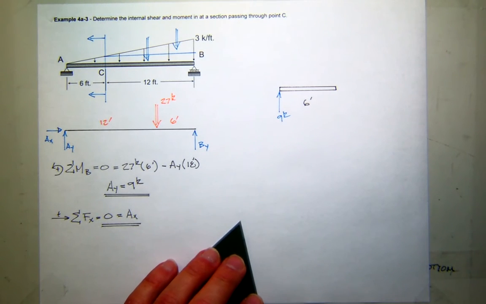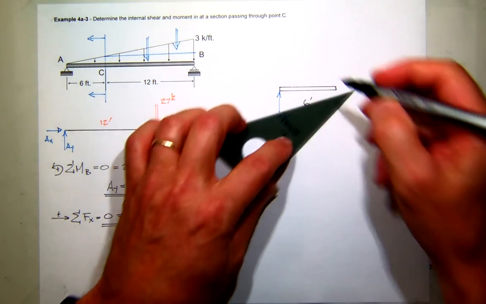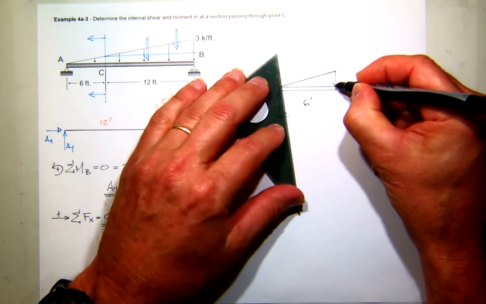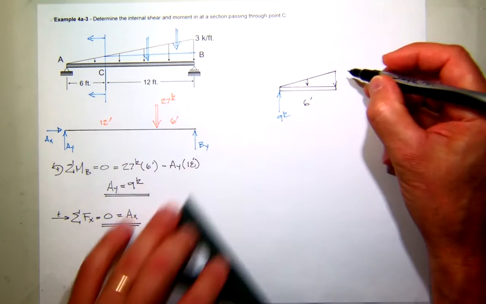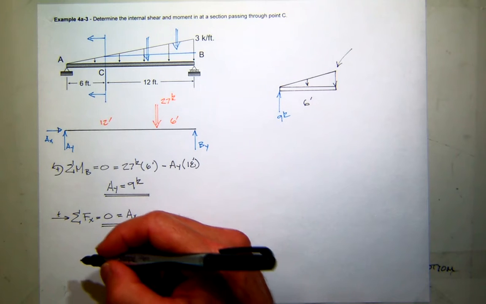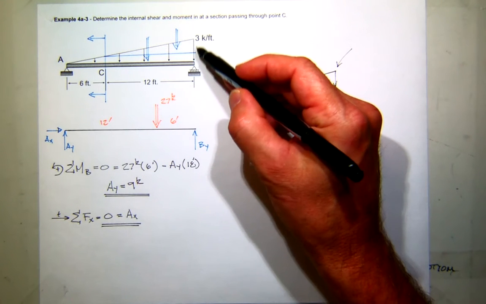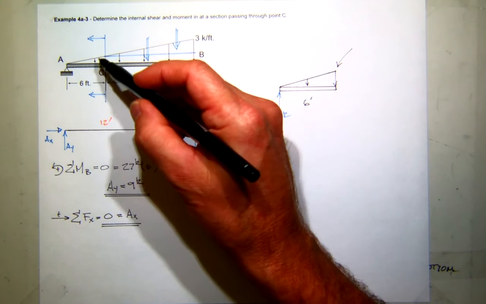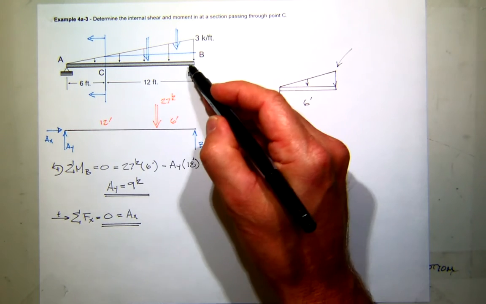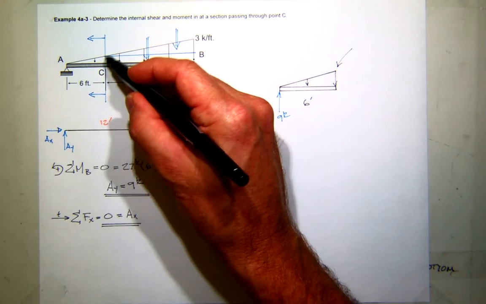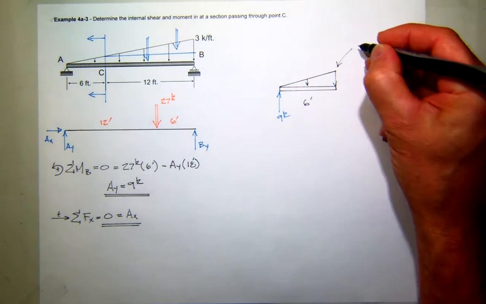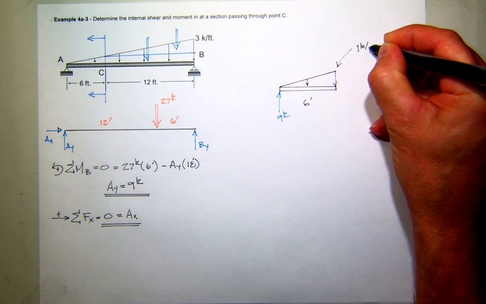And then let's see what the applied load looks like. I know it's triangular. What's the intensity of the load there? Well, I know the intensity at the end is 3. If I want to know it here, you can use similar triangles. So 3 is to 18 as what is to 6? It's a third, so it should be 1. So that should be 1 kip per foot.